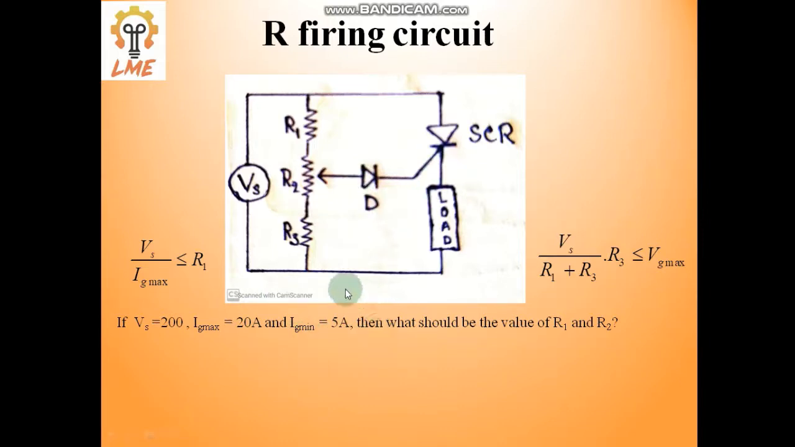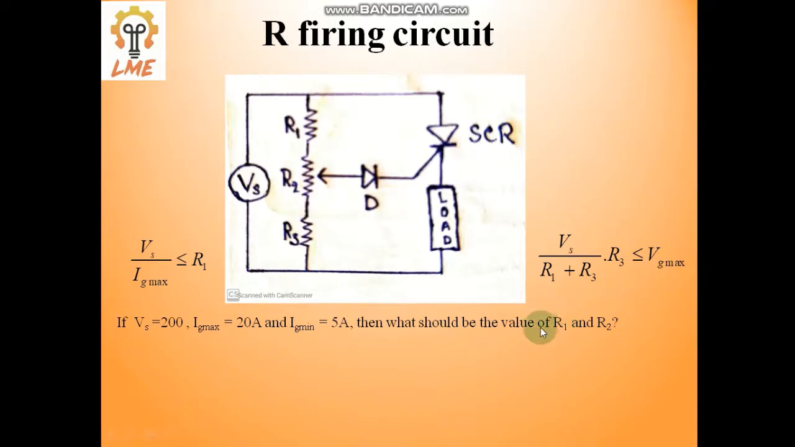And Ig min 5 ampere means what? If the gate current is below 5 ampere, we cannot trigger this SCR. The gate terminal current must be at least 5 ampere, then only we can fire this SCR through the gate terminal. So Ig min 5 ampere means this.